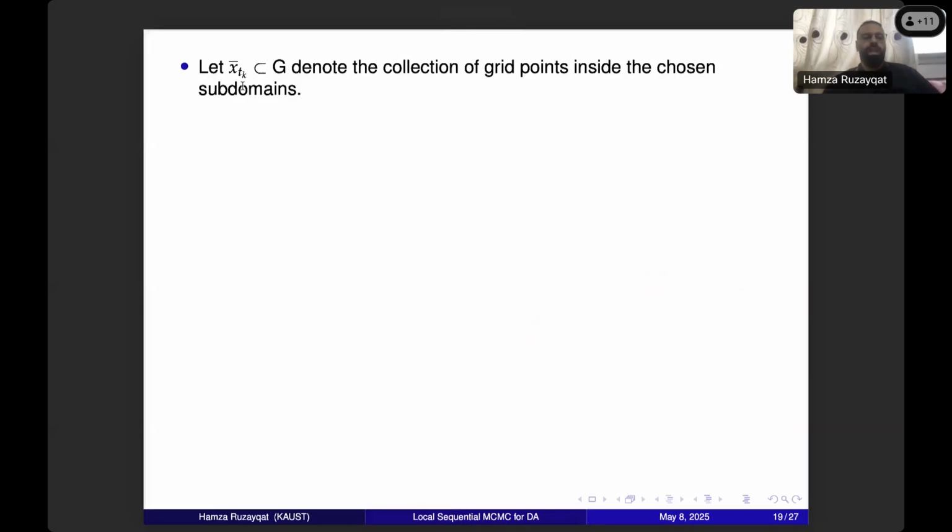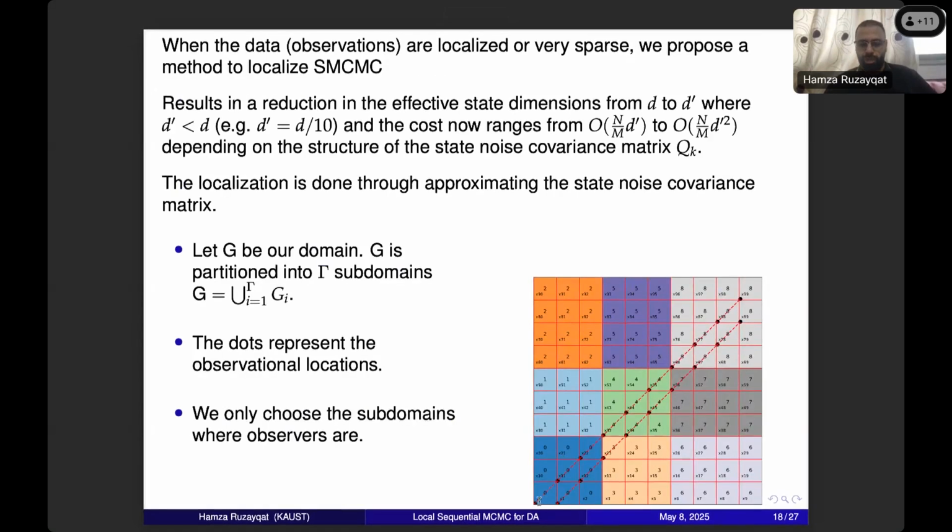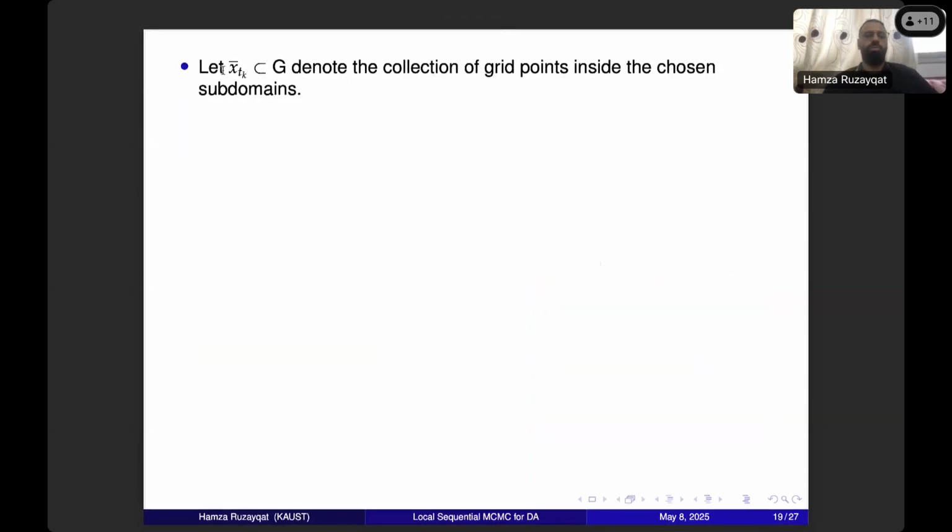Now, we let x_t^k bar denote the collection of grid points inside the chosen subdomain. So, for example, I will choose all these points here from x0, x1, x2, up to x22, the points in the green, and the same thing here. All of them, I denote by x_t^k bar.